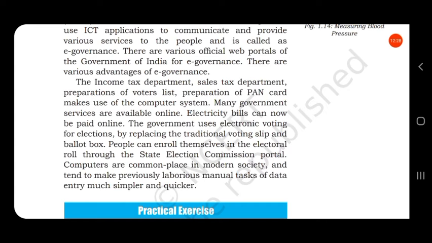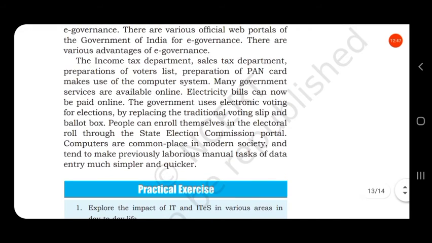The government uses electronic voting for elections by replacing the traditional voting slip and ballot box. People can enroll themselves in the electoral roll through the State Election Commission portal. So portals are websites.